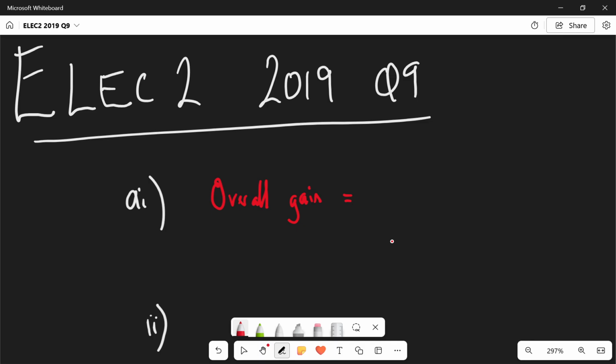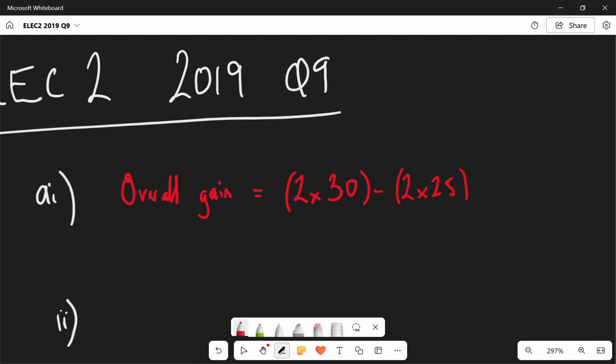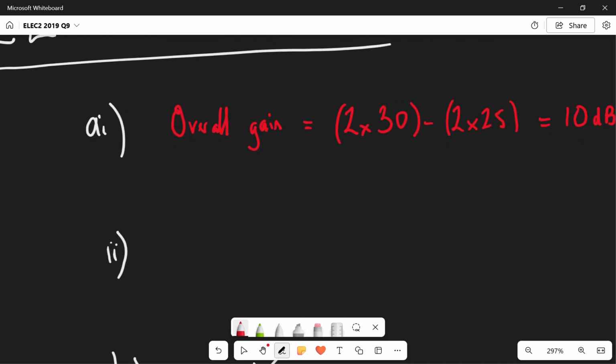Well, this system has gain from both of the amplifiers, but it's got losses because of the optical fiber. So the gain from the amplifiers, and because there's 2 of them, is going to be 2 times 30. But it's going to lose 2 decibels for each of the 25 kilometers that there are for the optical fiber. So we've got to do 2 times 25 for the losses. And this means that overall we have 10 decibels of overall gain.